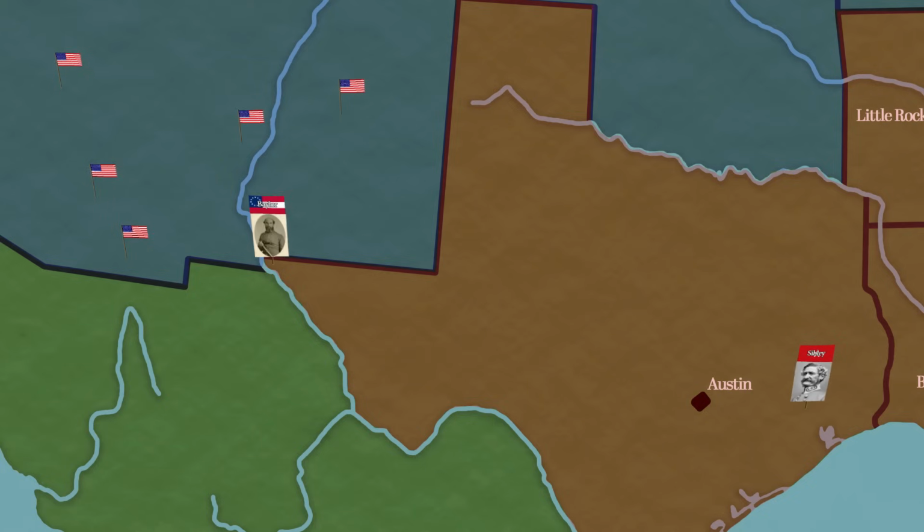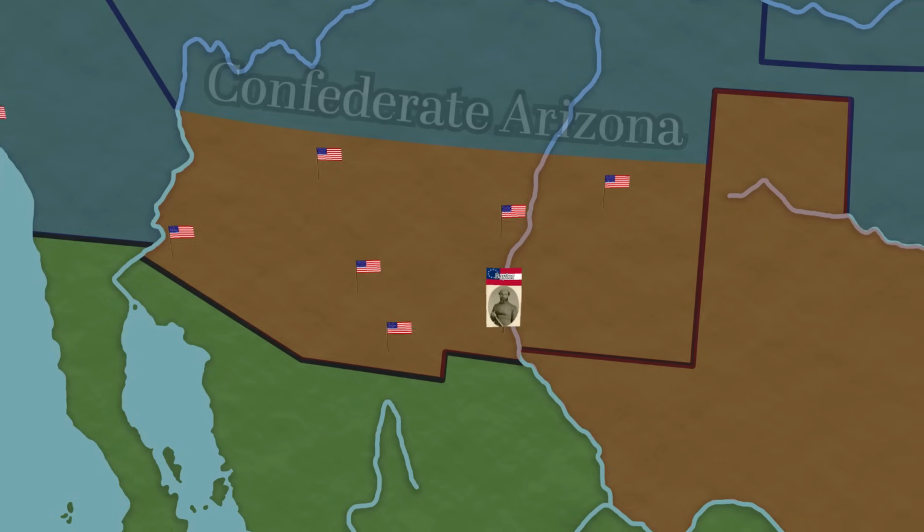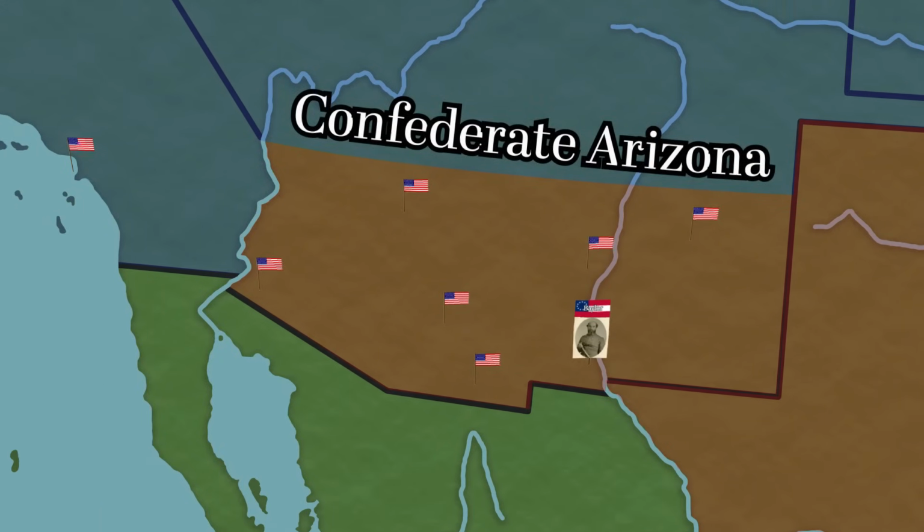In the meantime, a battalion of the 2nd Texas Mounted Rifles under Lieutenant Colonel John R. Baylor seized the initiative and took control of southeast New Mexico. After defeating a Union force of 380 troops under Major Isaac Lind in a battle near Fort Fillmore on July 24, 1861, Baylor announced the creation of the Confederate Territory of Arizona, with its capital located at Mesilla.